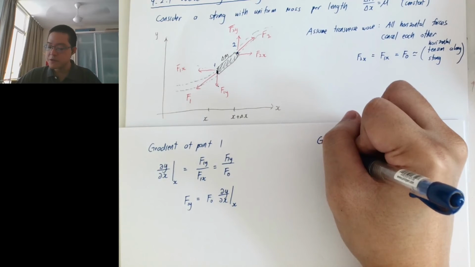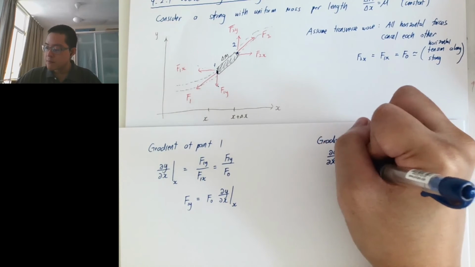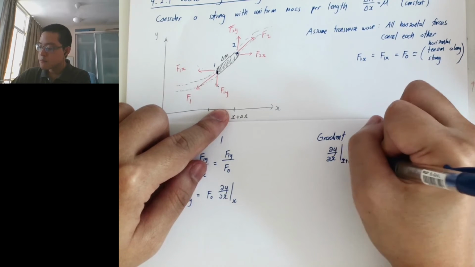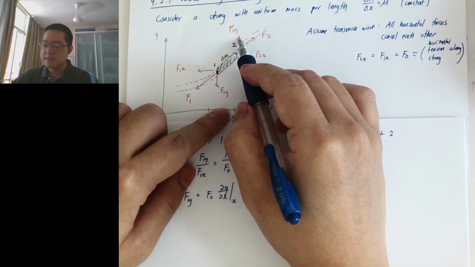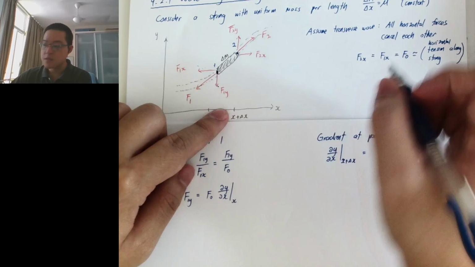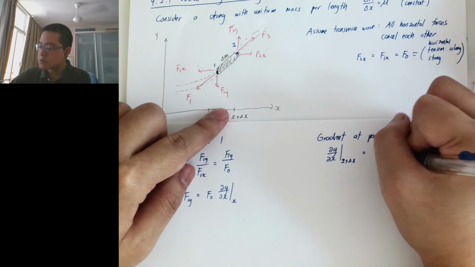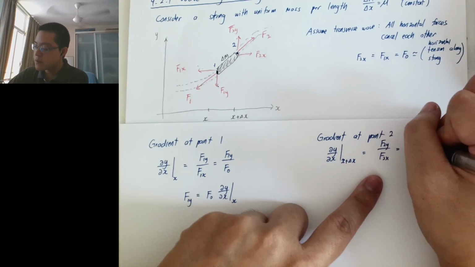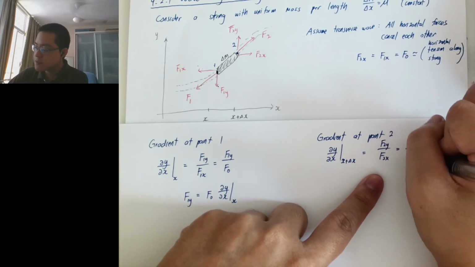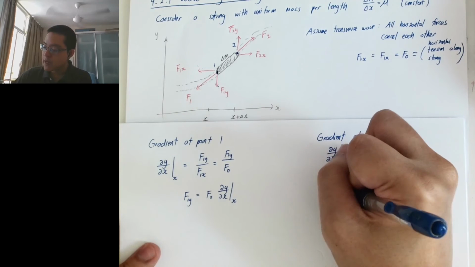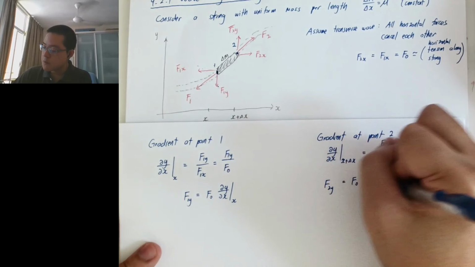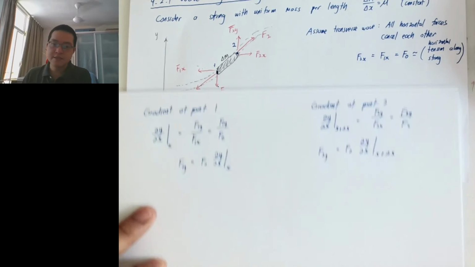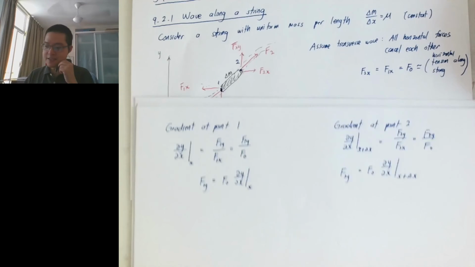The gradient at point 2 is the derivative at the x coordinate x plus delta x. The gradient is the vertical divided by the horizontal, so F2y over F2x, and F2x is the same as the horizontal tension F0. So F2y is equal to F0 partial y partial x, evaluated at x plus delta x. I'll let you digest this first.